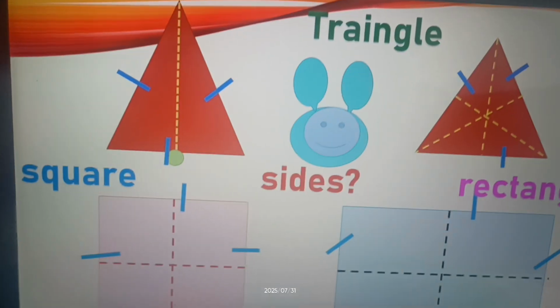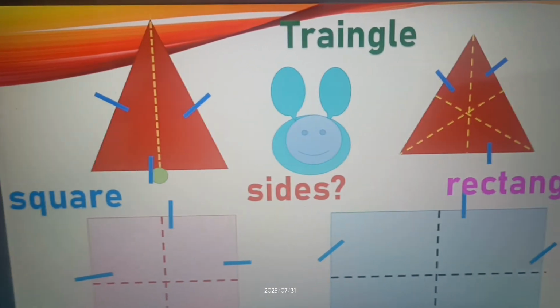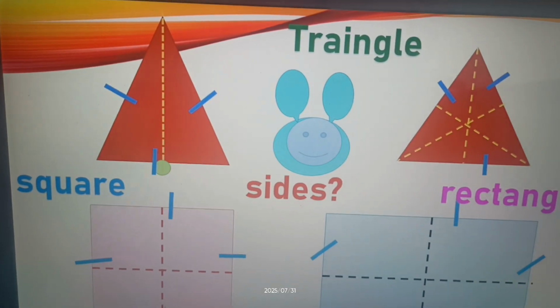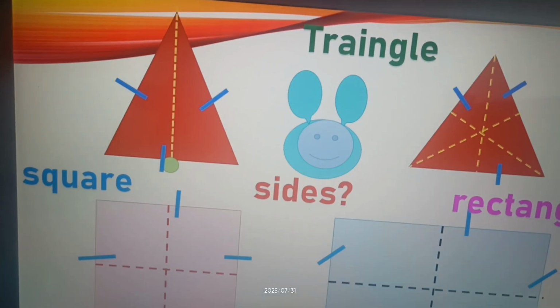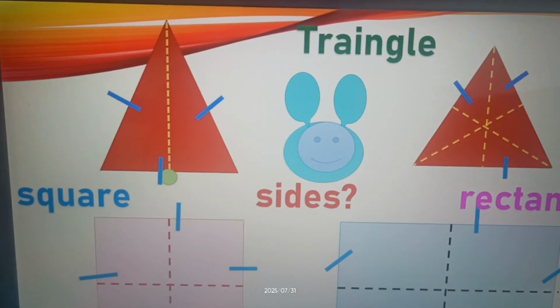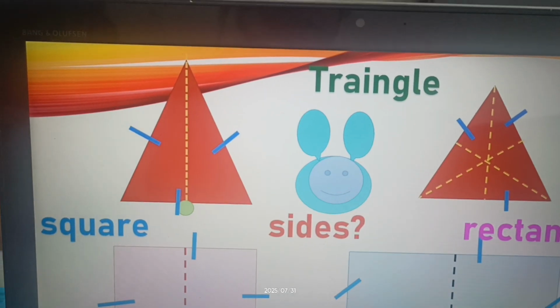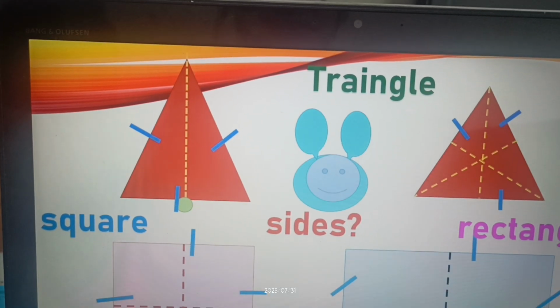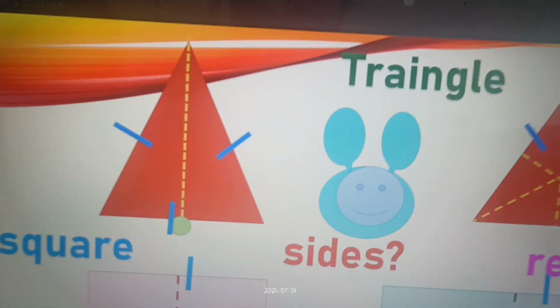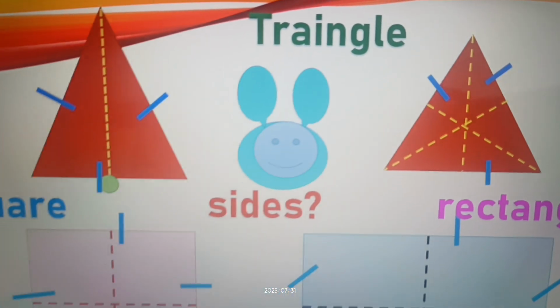This is a closed shape, a closed object which we can draw easily with a minimum number of lines. That is 3. With 3 lines we can draw a triangle. There are 2 types of triangles. One is the isosceles triangle, and one is the equilateral triangle.